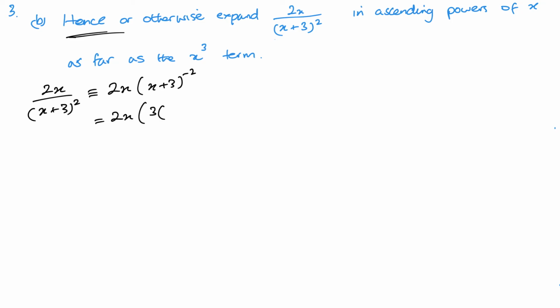Take the 3 out, so that'll be 1 plus x over 3 in the brackets. So you can see that 3 is to the power negative 2 here. So that would be 2x over 9 times (1 plus x over 3) to the minus 2, if I take it fully out. So it's far easier to expand this and multiply by 2/9 x than it is to expand two. Okay, so one expansion is obviously going to be quicker than two expansions.